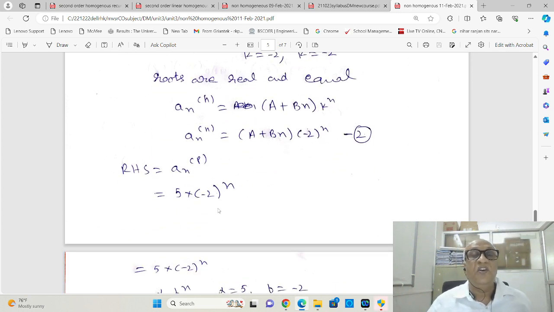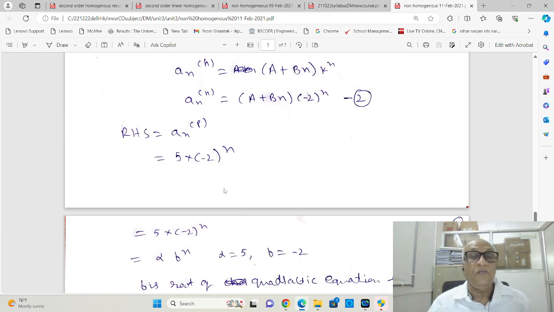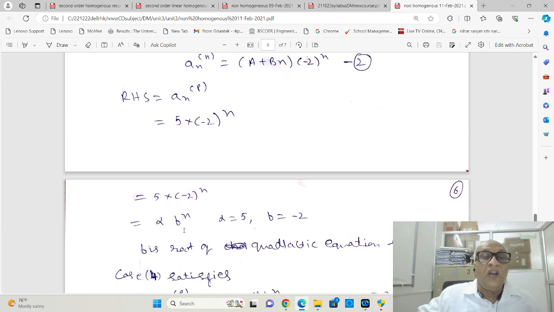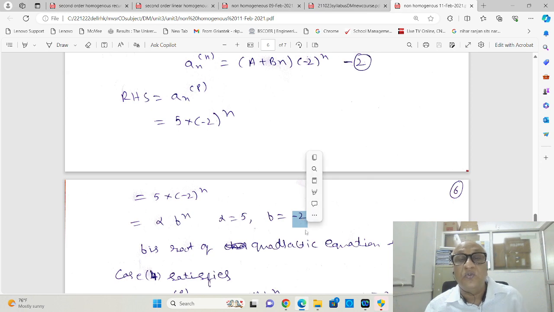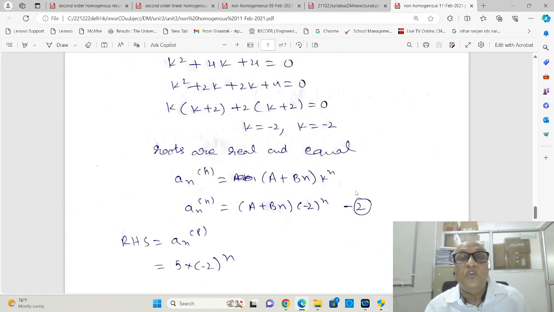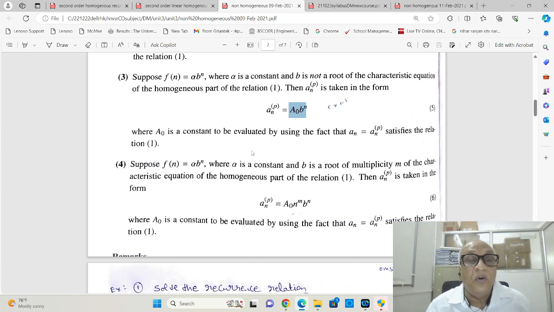Now comes the RHS part. RHS part is 5 into minus 2 to the power of n. So this is of the form alpha into b to the power of n. And what is the value of b? The value of b is minus 2. And what is the value of roots? The value of roots is also minus 2. So it comes to this form, where the form is alpha into b to the power of n.